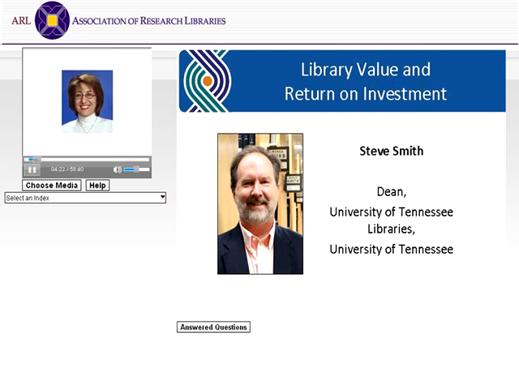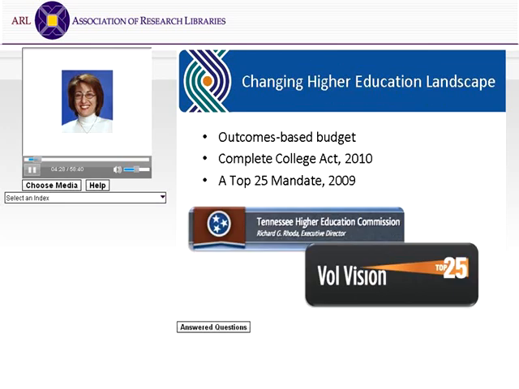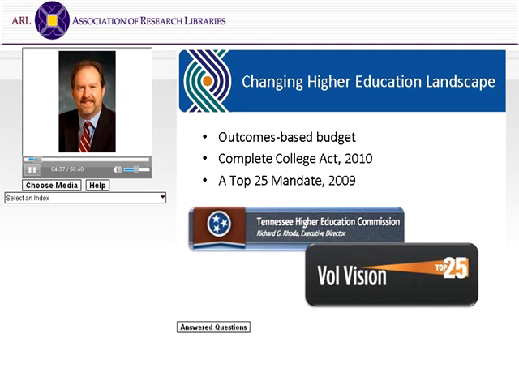As Martha said, I'm going to talk a little bit more about the backdrop, the changing landscape of higher education as it relates to outcome and assessment, and specifically a little bit about the picture here at the University of Tennessee. So one thing that changed the world for us here in Tennessee is that in 2009, the governor at that time, who was a Democrat, but our current governor, who is a Republican, has continued this emphasis, challenged the University of Tennessee at Knoxville to become a top 25 public research university.